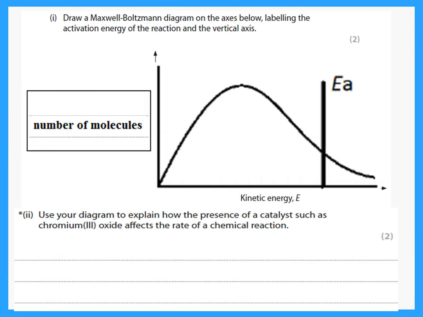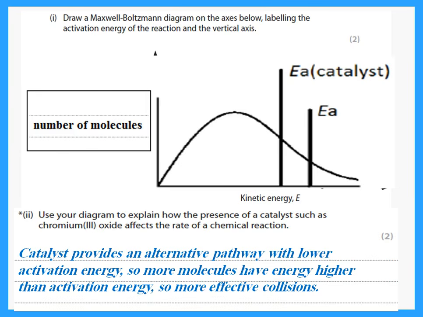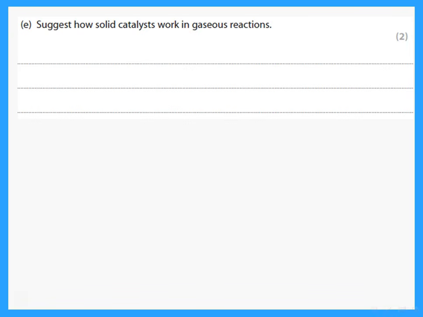Now use your diagram to explain how the presence of a catalyst affects the rate. Remember, we said the catalyst moves the energy of activation to the left. So it provides an alternative pathway with lower activation energy. So now more molecules have energy higher than the activation energy, so there will be more effective collisions.